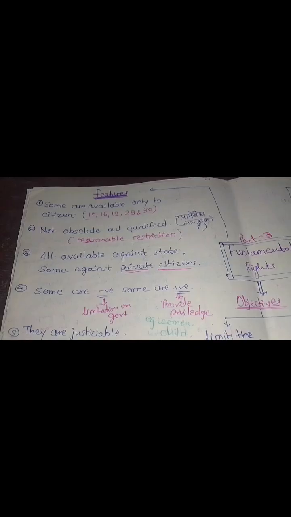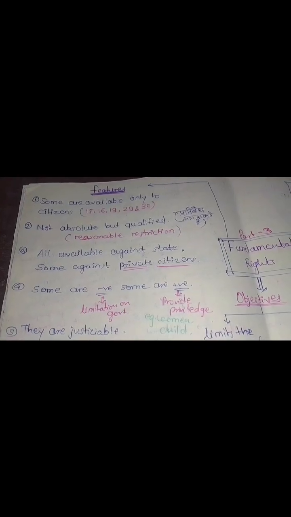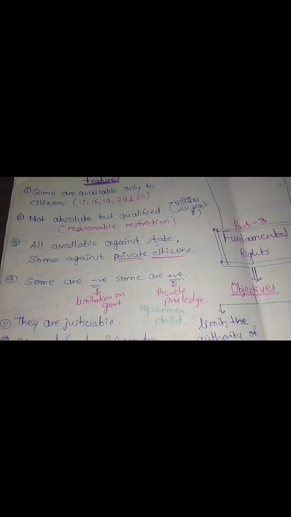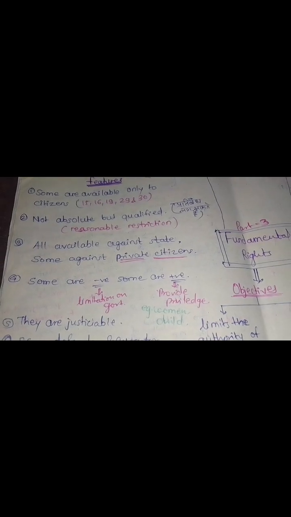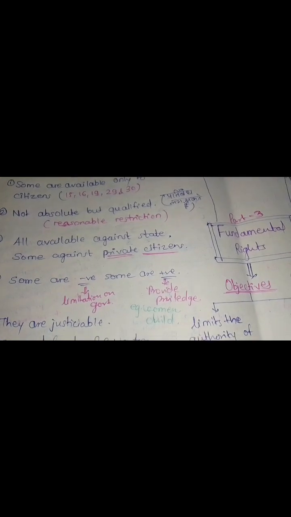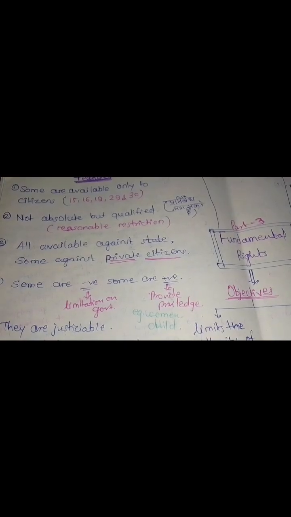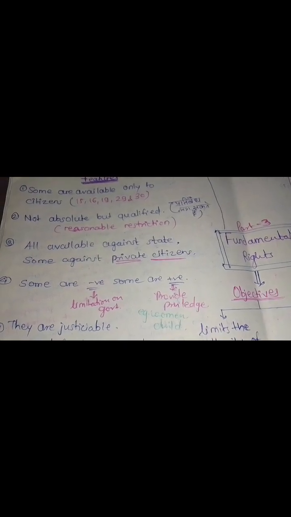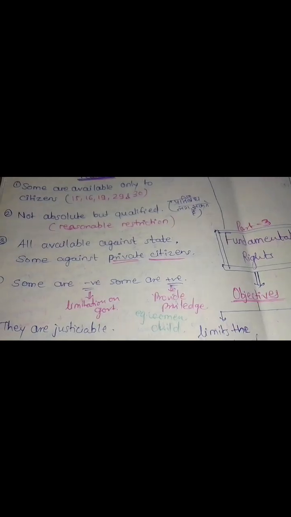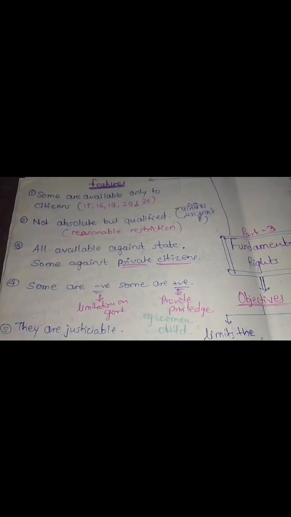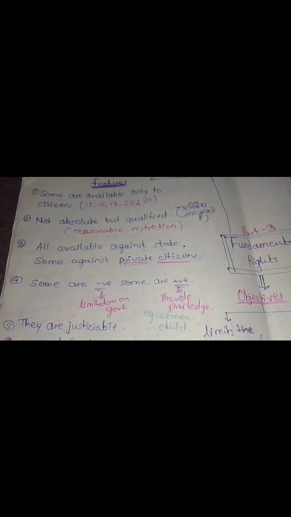We can take example of Article 19, which gives us a right to freedom of speech, and so many things about freedom. But there should not be any rights of any other person compromised. So rights are not absolute but qualified. It means it can be restricted if it is used in some other way.